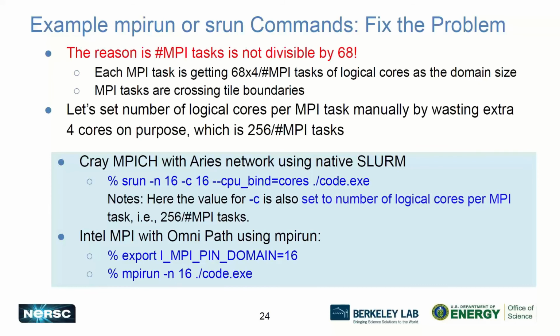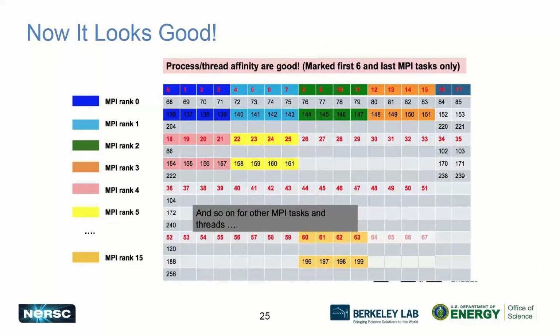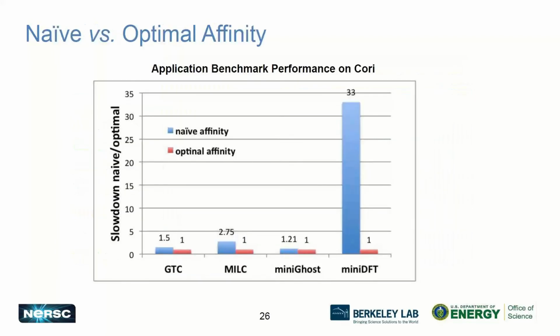So both are needed, and Intel MPI is very similar in settings: I_MPI_PIN_DOMAIN to mimic -c16 of srun. With those, now you get very good looking affinity, MPI tasks evenly on cores and threads evenly on the tasks. I'll go really quick. This is a comparison of naive and optimal. For one of the applications, we get a 33 times slowdown without it.